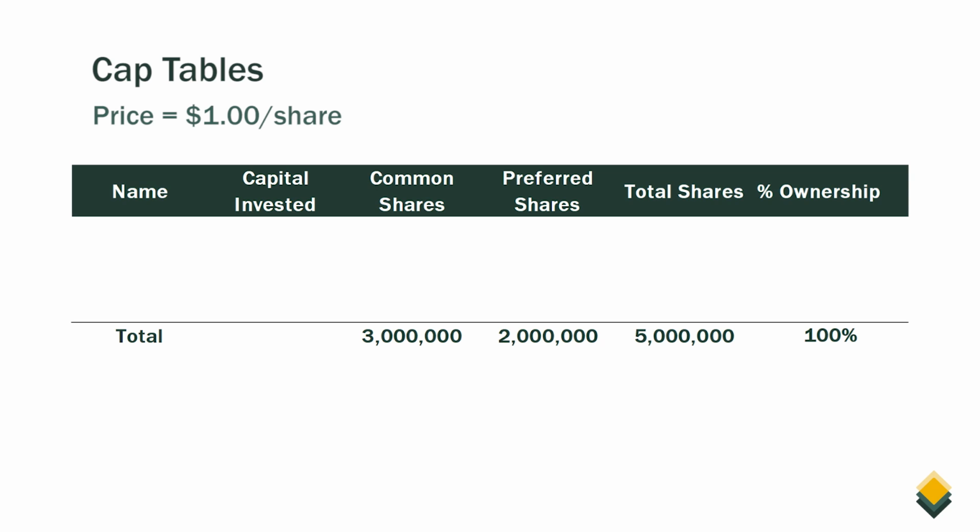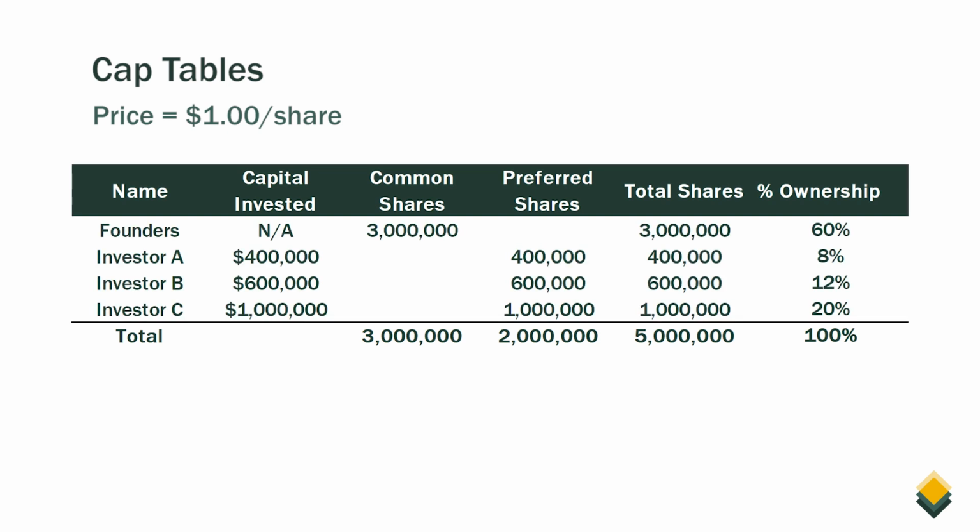Now, let's put everything together in a, you guessed it, a cap table. As you can see in the table, we have all of the elements that we spoke of, including the names of the investors, capital invested. Notice that the founders did not invest any capital. The number of common shares, the number of preferred shares, as well as the ownership percentage.